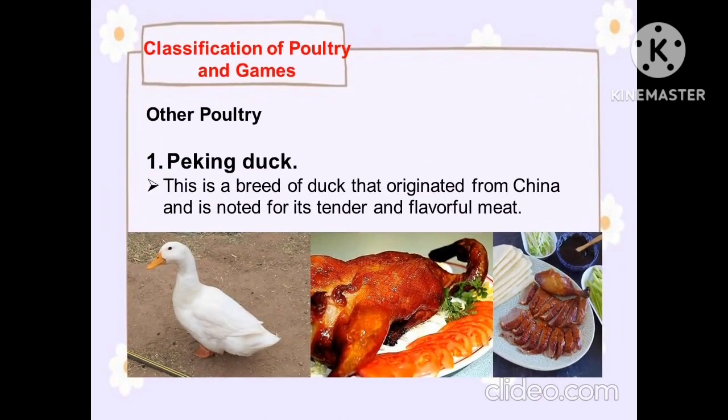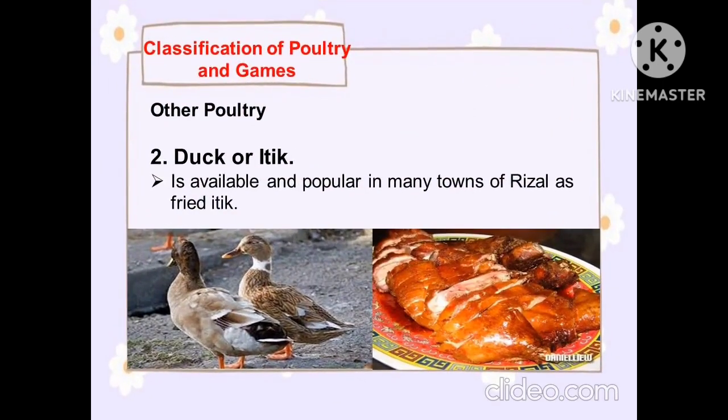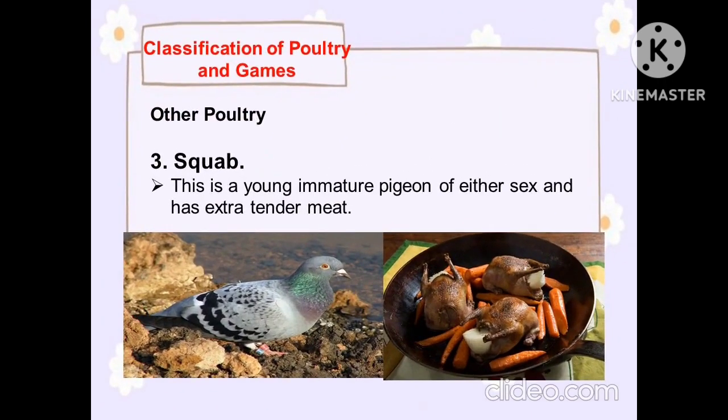For the classification of poultry and games, we have other poultry. We call that Peking duck. It is a breed of duck that originated from China and is noted for its tender and flavorful meat. The second one is duck or itik. It is available and popular in many towns as fried itik. Other poultry is squab. This is a young, immature pigeon of either sex and has extra tender meat.